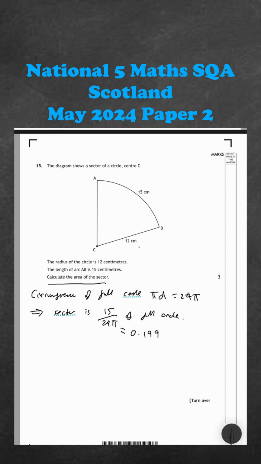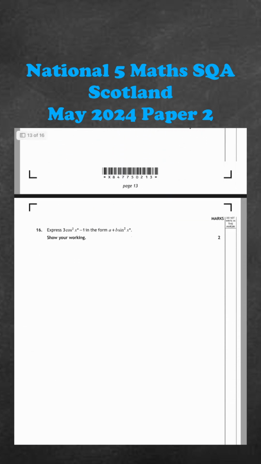So the area of the sector is going to be pi times r squared, 12 squared, multiplied by the amount of the circle that we have, the 0.199. Therefore, I'll multiply that by pi, and I will multiply that by 12 squared, which is 144, and I get 90 centimetres squared for the area of the sector.